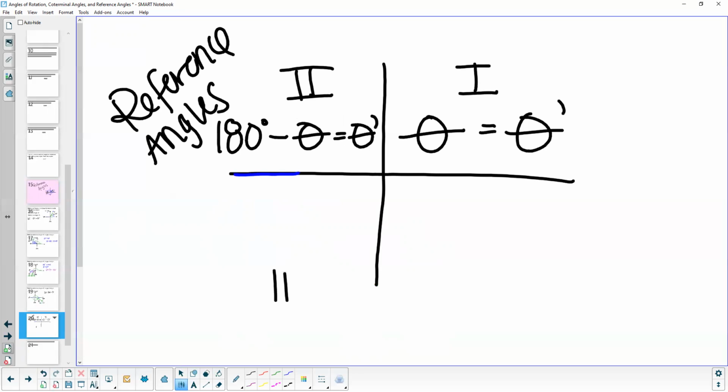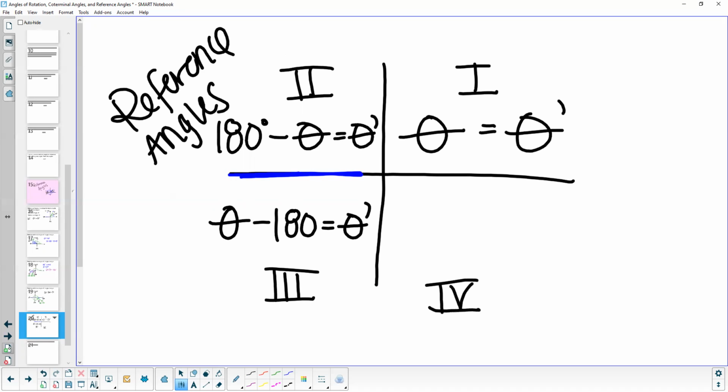Now, if we're in quadrant 3, anywhere in quadrant 3 is still closest to this side here. But because our angle is bigger than 180, we're going to do our angle, whatever we're given, minus 180 to get our reference angle. And lastly, if we're in quadrant 4, then our angle is going to be closest to our 360 side, or our 0 side. And because it's going to be that distance, we are going to take 360 minus the angle that we're given, that standard angle, in order to find our reference angle.